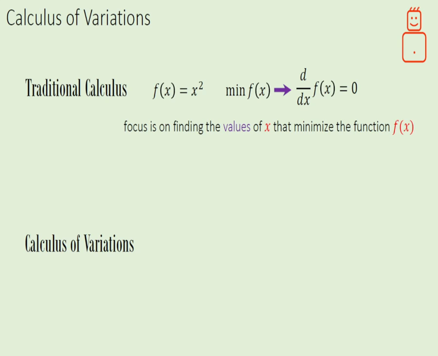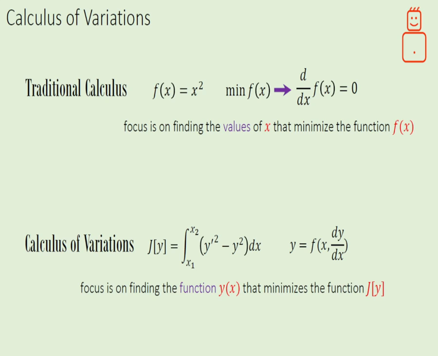In calculus of variations, consider the following functional J[y], where y itself is a function of x and the derivative of y with respect to x. The goal is to find the function y(x) that minimizes this integral. Here, instead of dealing with a fixed number of variables, the goal is to find the function y(x) that minimizes or maximizes the functional J[y].